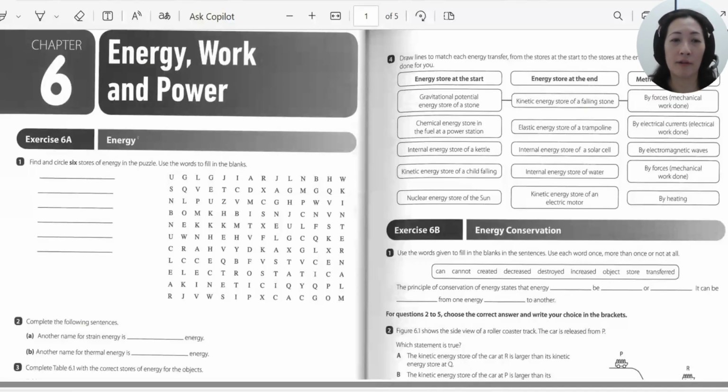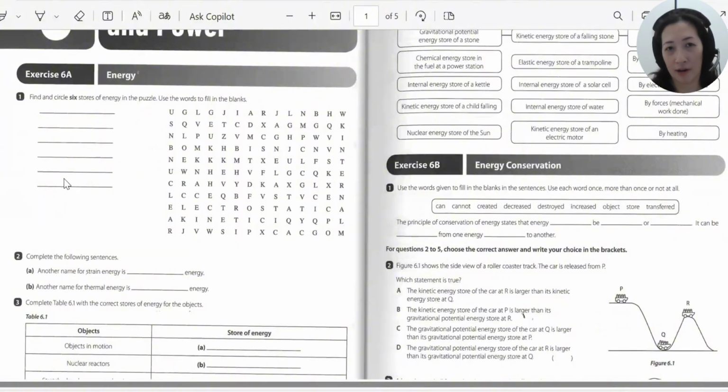I'm going to go through the answers to this entire chapter, 6A all the way to 6F. But I'll be skipping some questions which are irrelevant. For example, for 6A, I'm going to skip it because solving a word search is not going to help you in IGCSE. So let's get to question 2.